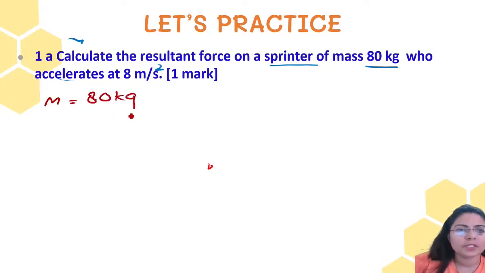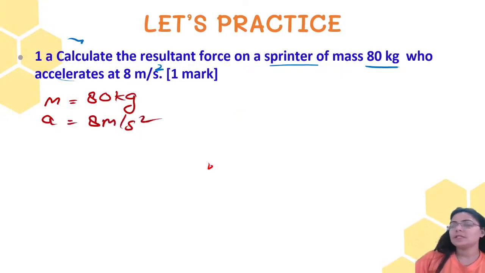Mass is 80 kg and acceleration of a body is 8 meter per sec square. Firstly, let us understand what is the question. Calculate the resultant force on a sprinter of mass 80 kg who accelerates at 8 meter per sec square. That means if a sprinter is moving with an acceleration of 8 meter per sec square, having a mass of 80 kg, what will be the resultant force acting on that particular sprinter?